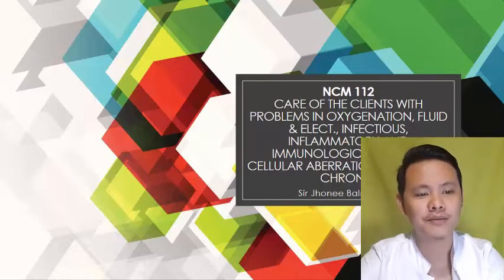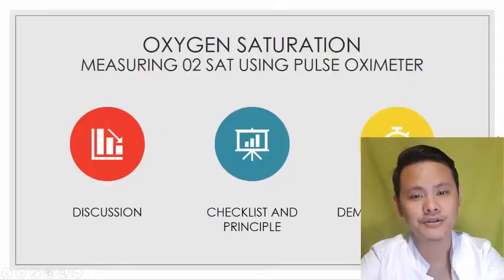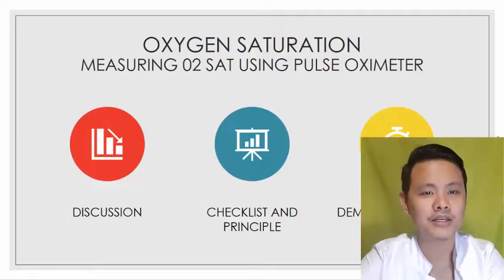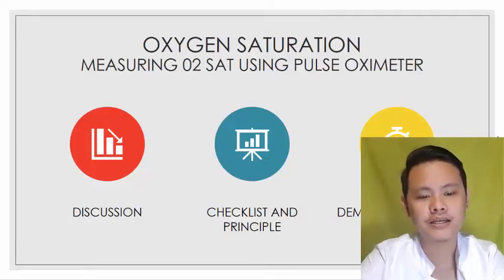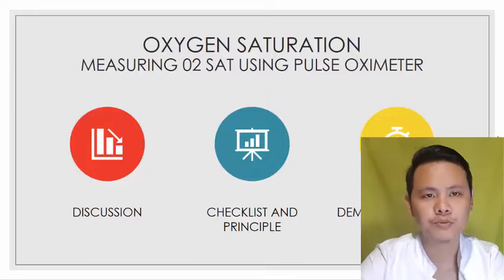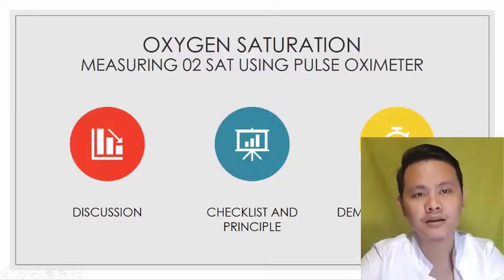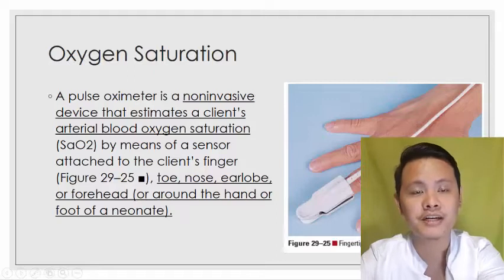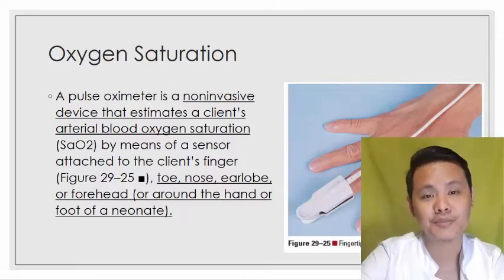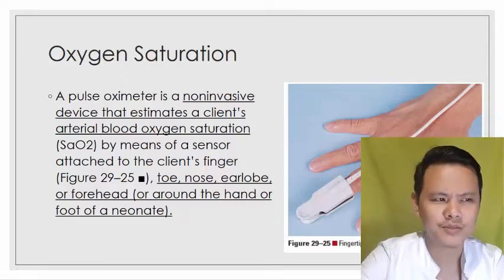So for today, we will have a little discussion about oxygen saturation and measuring oxygen saturation using a pulse oximeter. Then the checklist and principle, and last will be the demonstration of the COC1, which is measuring oxygen saturation using a pulse oximeter. So first, let's discuss what is pulse oximetry.